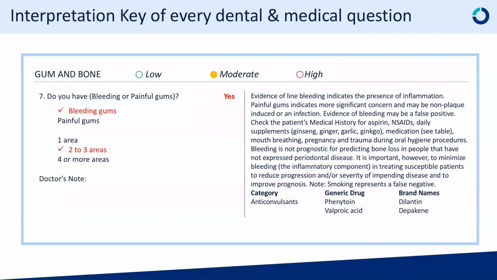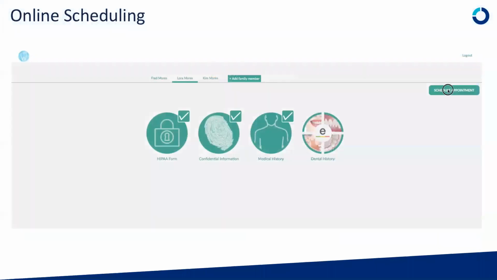So other than, again, we covered that the patient has access to the medical dental history questions. They have access to the confidential questions, the confidential form, which again is the patient's address, contact, emergency number. All of that is covered in a separate section as well online. And then one of the nice things that this My Chart allows you to do is online scheduling.